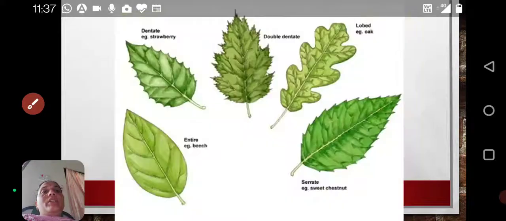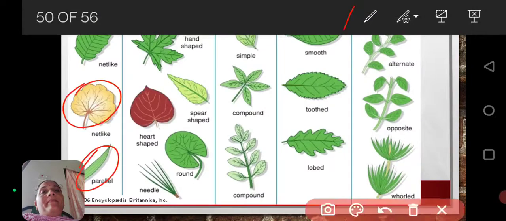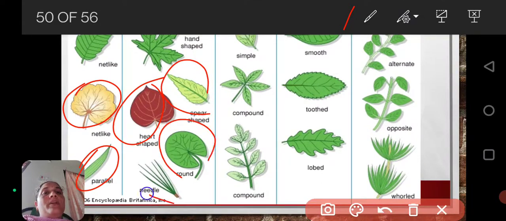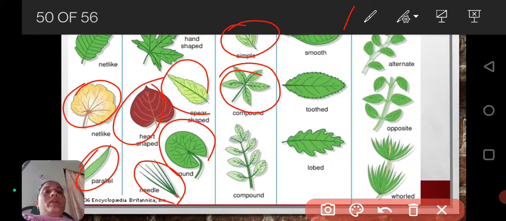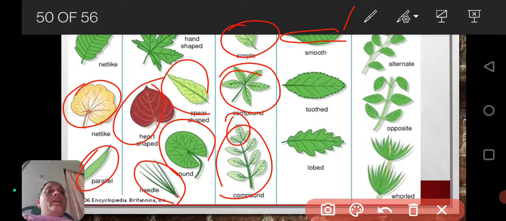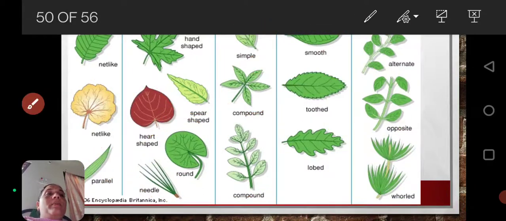So this is a hand-shaped leaf. This is a hand-shaped leaf, and this is a heart-shaped leaf. Spear-shaped, round-shaped, needle leaves are there. This is a simple leaf. This is a compound leaf. Okay, compound imparipinnate leaf, ends with an odd leaflet. This is a smooth end. Okay, toothed end, dentate leaf margin, entire leaf margin, lobed. These are the alternate leaves. These are the opposite leaves. These are the whorled leaves.